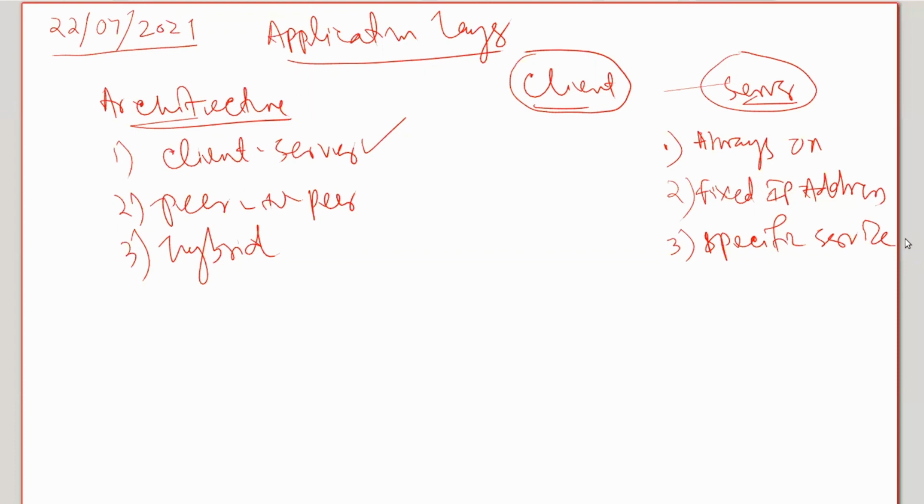What is a client? Let's look into the client. Should my client be always on, or may it be on and off depending on its requirement? Just think and tell me.